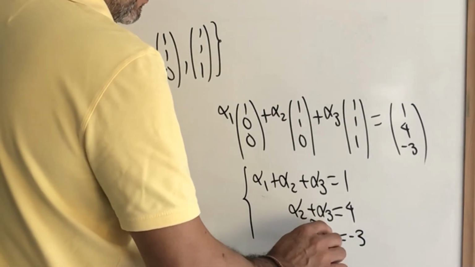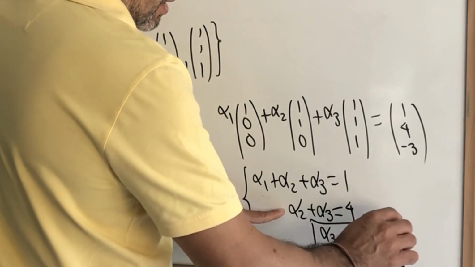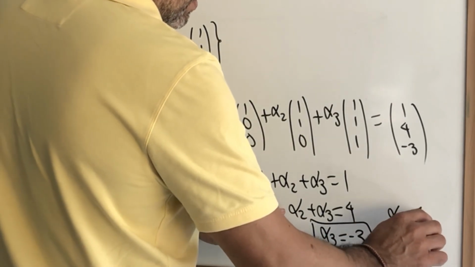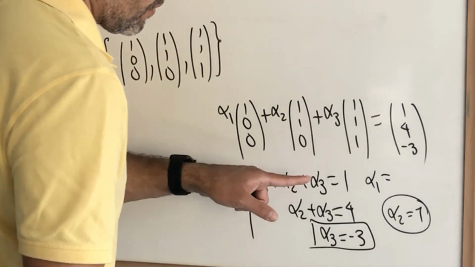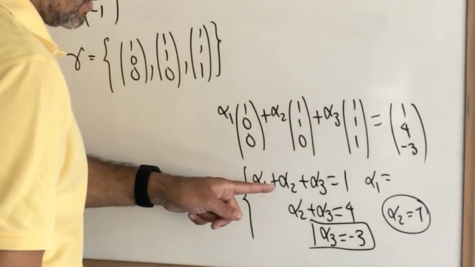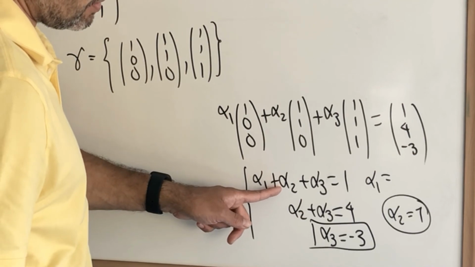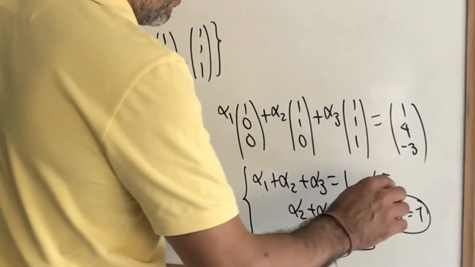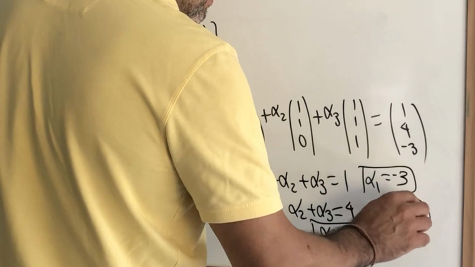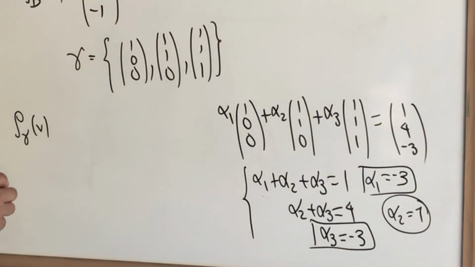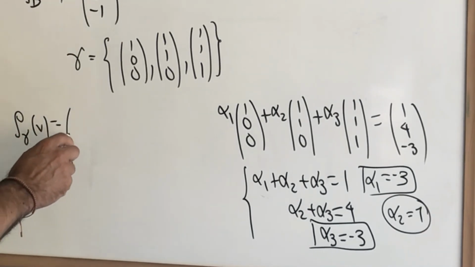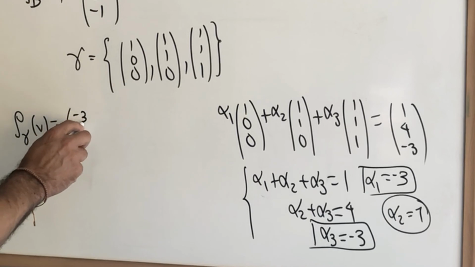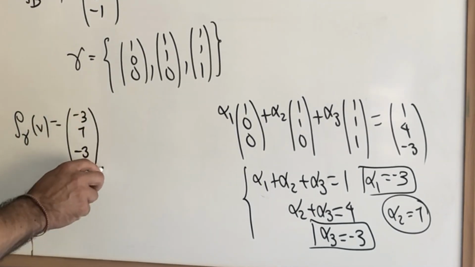That means that alpha 3 is negative 3, alpha 2 should be equal to 7, and alpha 1 should be equal to, this is 7 minus 3 is 4, it would be also equal to negative 3. That means that the coordinates with respect to this basis of this vector are (negative 3, 7, negative 3).